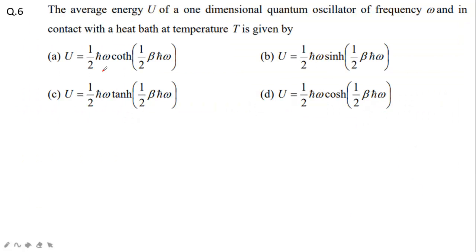Moving ahead towards question number 6. This question is also an easy one. The average energy U of a one-dimensional quantum oscillator of frequency omega and in contact with a heat bath at temperature T is given by. We have to calculate the average energy of a one-dimensional quantum oscillator.